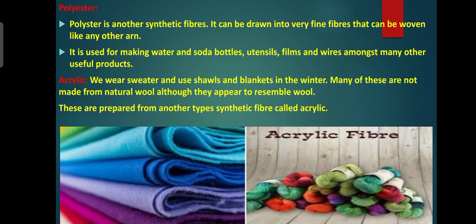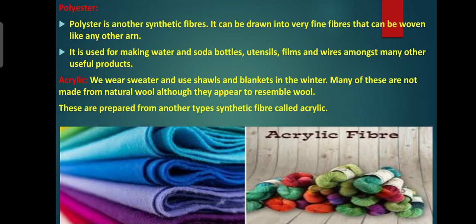Now move on to polyester and acrylic synthetic fibers. Polyester is another synthetic fiber. It can be drawn into very fine fiber that can be woven like any other yarn. Polyester is sold under the names polycot, polywool, tetracot, etc. Polycot is a mixture of polyester and cotton. Polywool is a mixture of polyester and wool. It is a very familiar form of polyester. Polyester is used for making water and soda bottles, utensils.